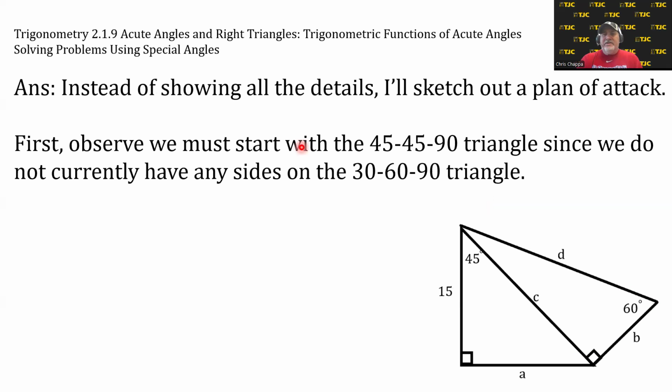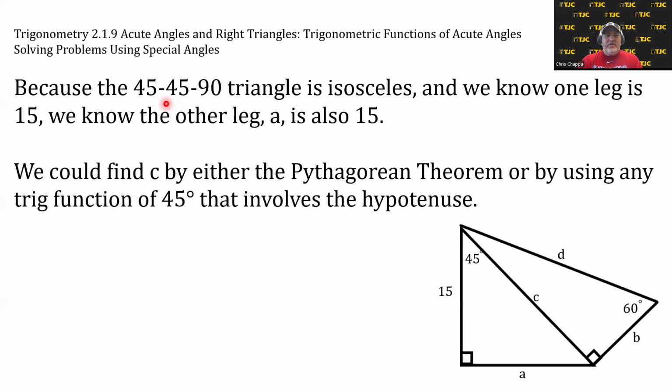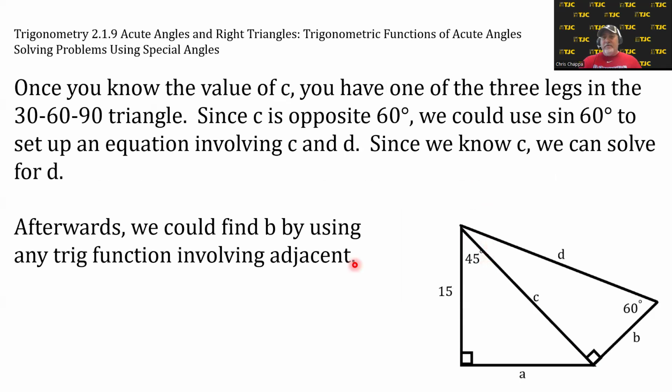Now, instead of showing all the details, let's sketch out a plan of attack. First, observe that we have to start with the 45, 45, 90 triangle since we do not currently have any sides on the other triangle. But because the 45, 45, 90 triangle is isosceles and we know one leg is 15, we know the other leg, A, is also 15. And we can find C by either the Pythagorean theorem or by using any trig function of 45 degrees that involves the hypotenuse. So you got a few to choose from. So let's say we know the value of C.